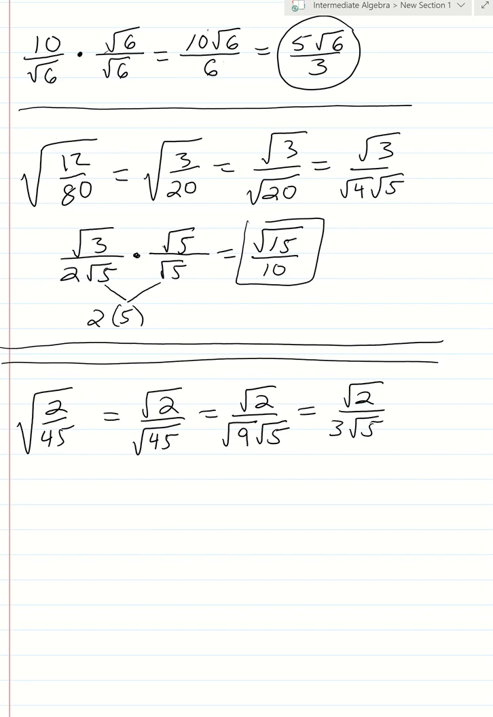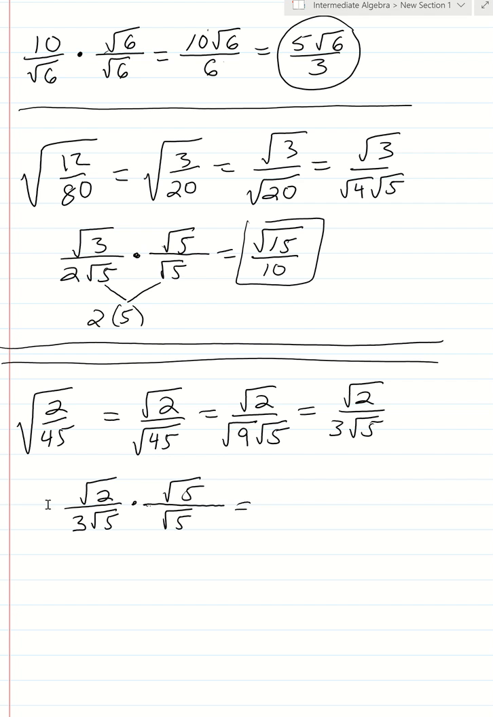Well, we're not done with the problem yet, because once again, we have to rationalize this denominator. So once again, let me just rewrite the problem here. Square root of 2 over 3 square root of 5. So to rationalize this denominator, I'm going to have to multiply by the square root of 5 on the top and the square root of 5 in the bottom. That's the form of 1 that we have to use.